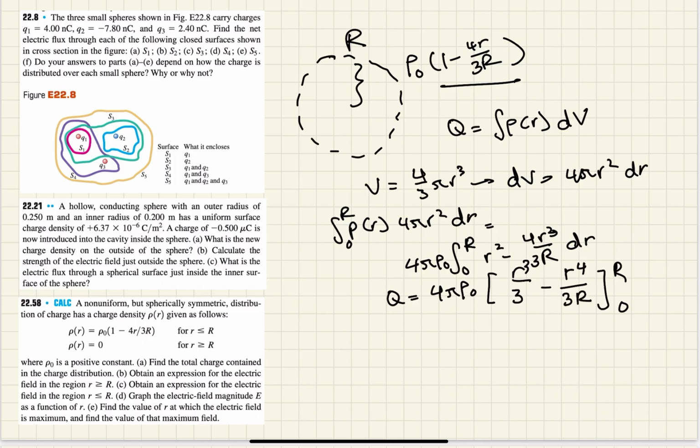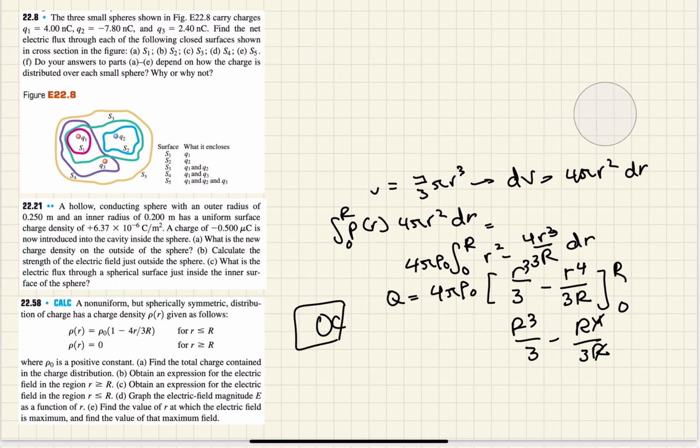When it's 0, all of this is 0. But when it's capital R, it becomes R cubed over 3 minus R to the power 4 over 3R. Well, one of the R's cancels. It's just R cubed over 3 minus R cubed over 3, which is 0. And so that means the total charge enclosed is 0. That's huge. Your answer is 0 coulombs.